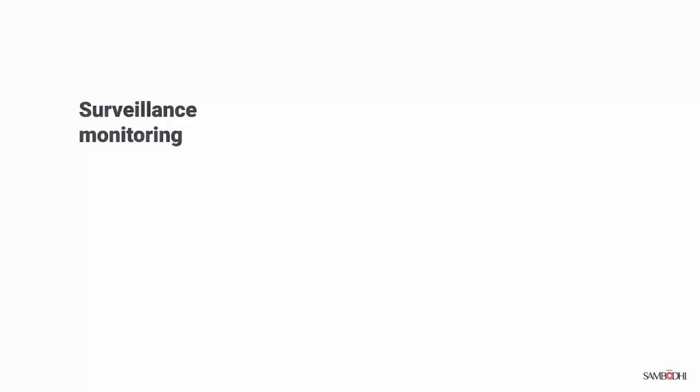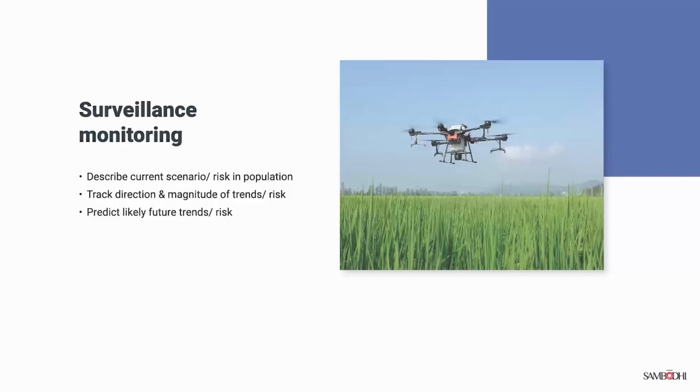Now let us understand each type of monitoring and how they perform based on the nature of the program, beginning with surveillance monitoring. It is a method of making repeated standardized surveys so that the changes can be detected. It also uncovers and tracks the direction and magnitude of trends.